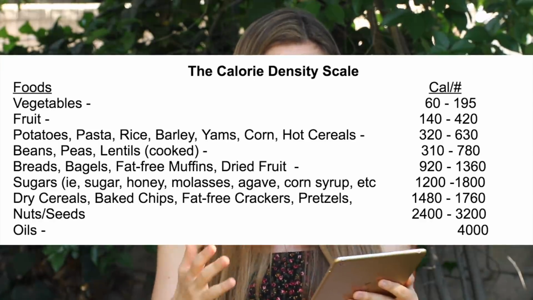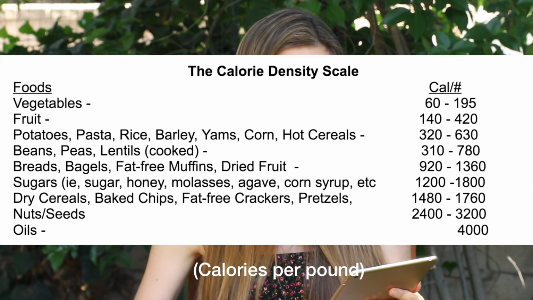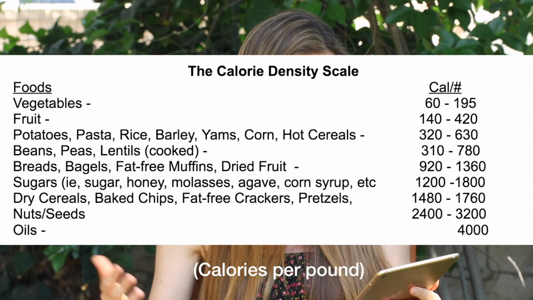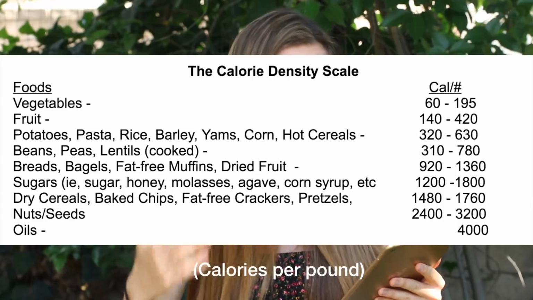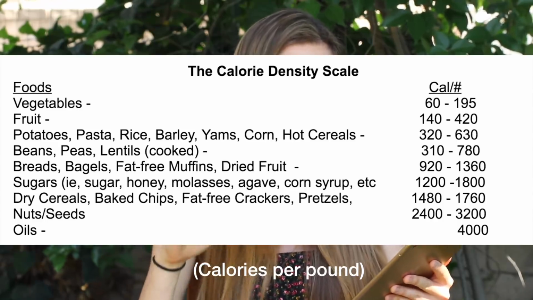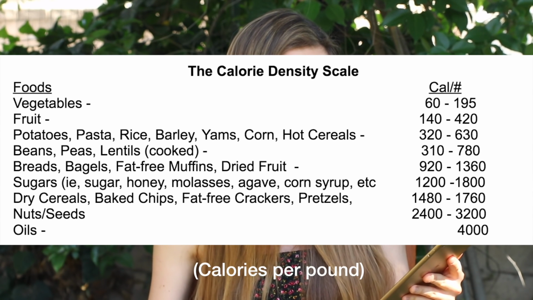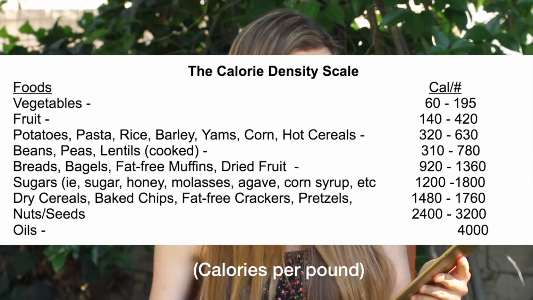Well, I'm going to insert a little calorie density scale so you guys can start understanding it, and I'm going to go through this list. As you can see, vegetables range from 60 to 195. Fruit is around 140 to 420 being the highest. And then you can see potatoes, pasta, rice is anywhere from 320 to 630. Beans, peas, and lentils are around 310 to 780. And then it gets a little higher with breads, bagels, fat-free muffins, or dried fruit. It's around 920 to 1360. And then sugars come in a bit more. Dry cereals, 1400 and plus. Nuts and seeds come in at 2400 to 3200 calories per pound, and oils come in at a whopping 4000.